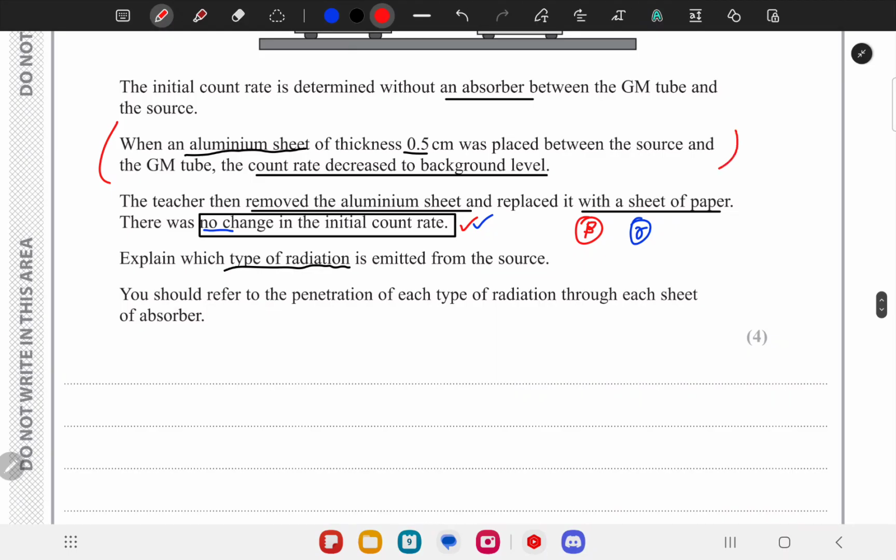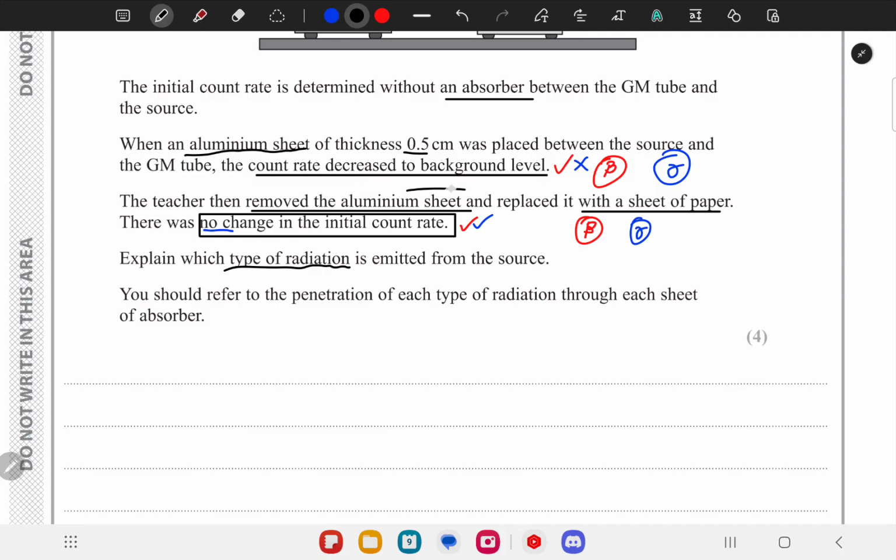Now we have another detail over here, that when an aluminum sheet of thickness 0.5 cm is placed, the count rate decreases to background level. If this was beta, beta is stopped by aluminum, so it's logical that the count rate would decrease if this was beta because it cannot go through aluminum. However, if it was gamma, gamma can go through aluminum, so there shouldn't have been a significant decrease in count rate with 0.5 cm of aluminum for gamma, so this is not gamma.